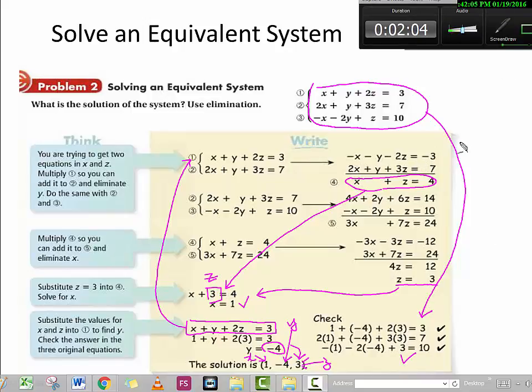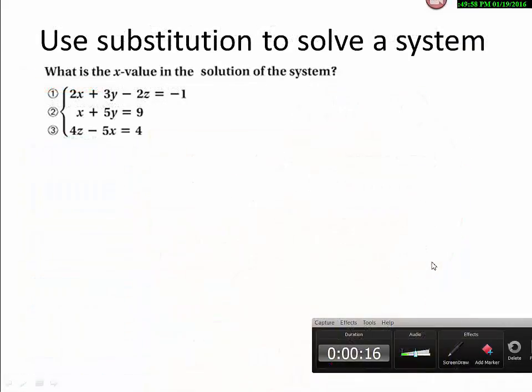Remember, there's no set rule or step for you to solve this type of system. That's why it's challenging. You have to do a lot of practice to figure out how to do that. Now let's take a look at how to use substitution to solve a system.